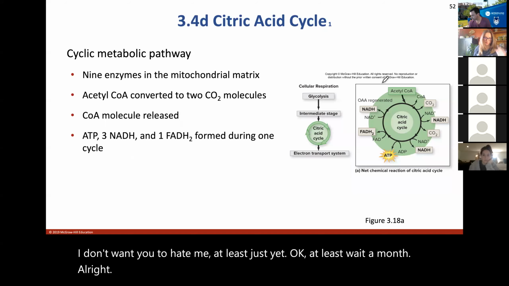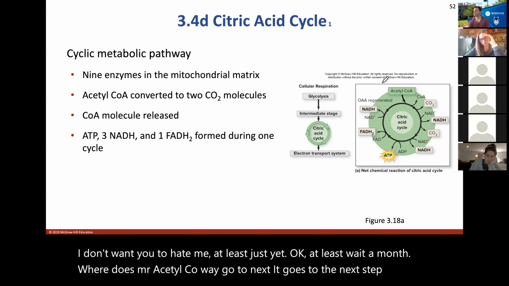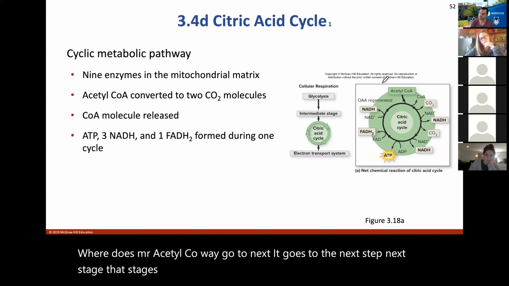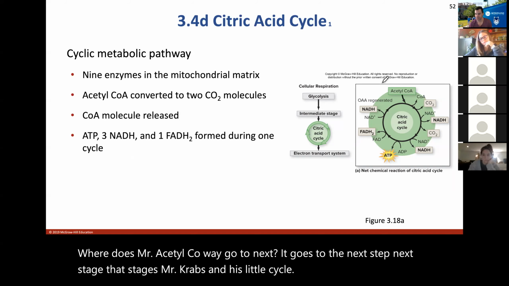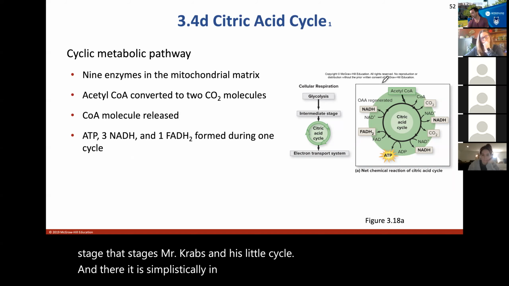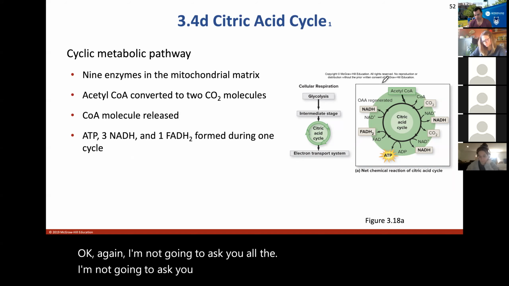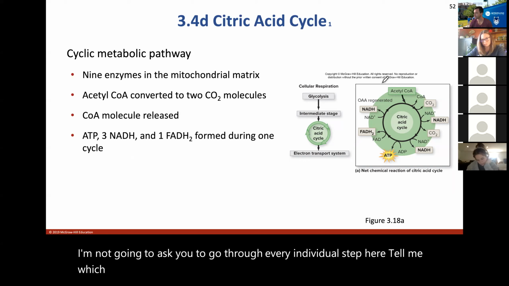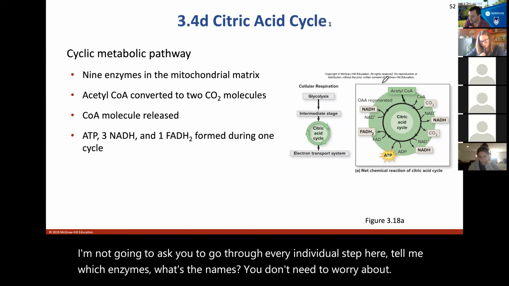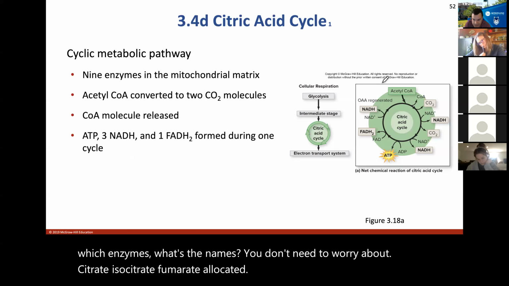Where does Mr. Acetyl-CoA go next? It goes to the next stage. That stage is Mr. Krebs and his little cycle. And there it is simplistically in all of its glory. Okay. Again, I'm not going to ask you to go through every individual step here, tell me which enzymes, what the names are. You don't need to worry about citrate, isocitrate, fumarate, alpha ketoglutarate. You don't need to worry about all that nonsense. Okay.